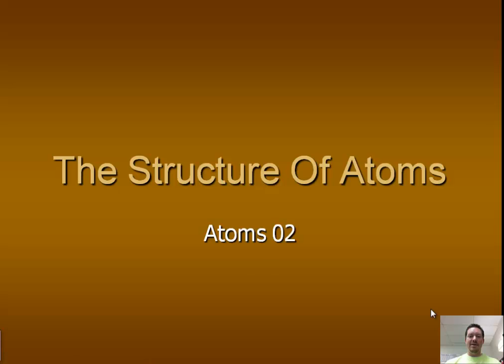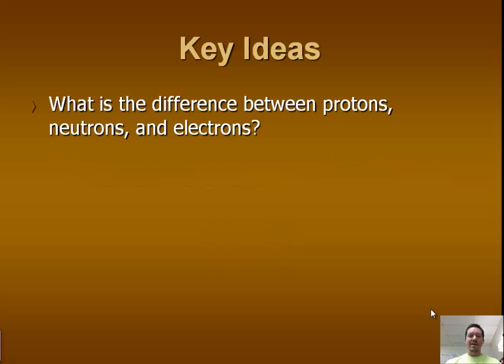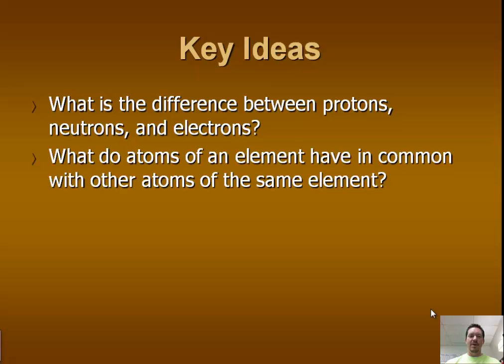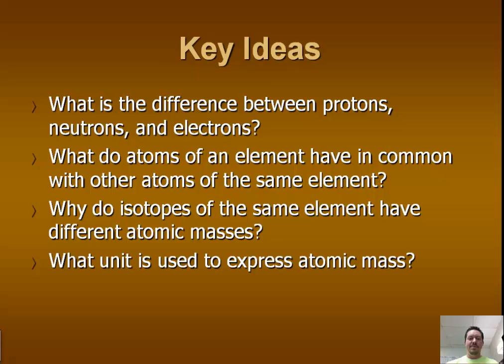Looking at Atoms 2 of Unit 3. Our key ideas: what is the difference between protons, neutrons, and electrons? What do atoms of an element have in common with other atoms of the same element? Why do isotopes of the same element have different atomic masses? What unit is used to express atomic mass?